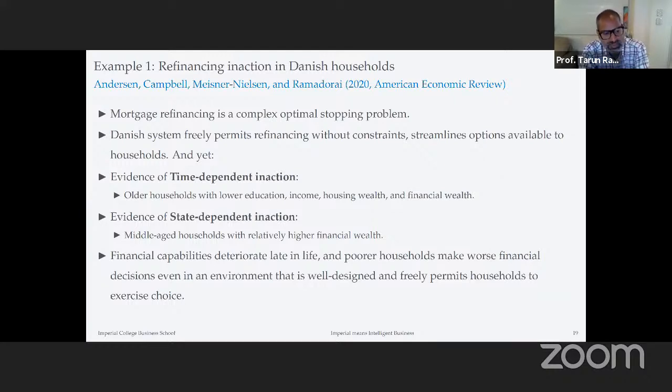The bottom line from this paper is that financial capabilities deteriorate late in life, and poorer households make worse financial decisions, even in an environment that is well-designed and freely permits households to exercise choice. So this is a good example of the fact that choice and customization and the ability to frictionlessly do things doesn't necessarily imply that people make better choices in these markets, because of course there's going to be some distribution of ability of making these choices across the population.